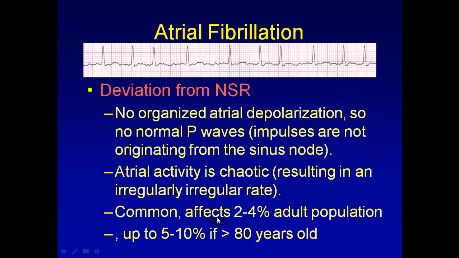Atrial fibrillation is a common rhythm, affecting 2 to 4% of the adult population. With increasing age the prevalence increases, up to 5 to 10% in people older than 80 years of age. Look how common atrial fibrillation is.